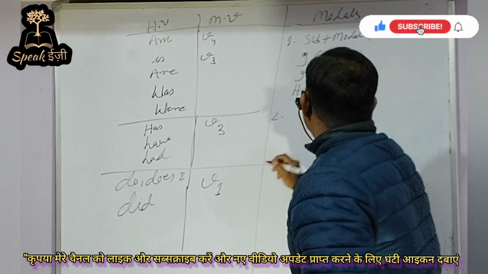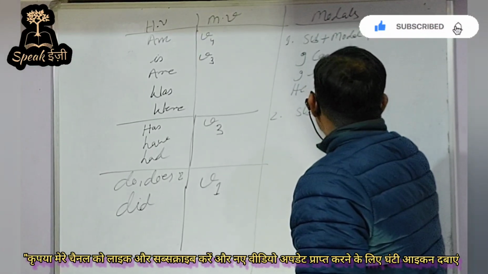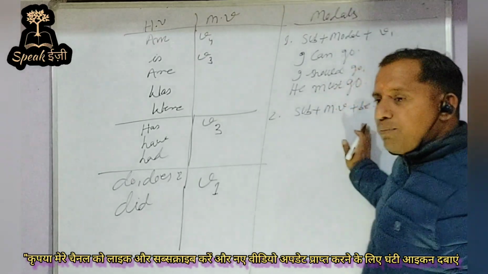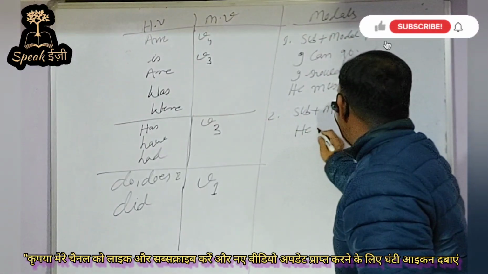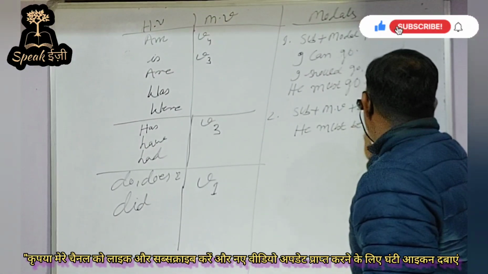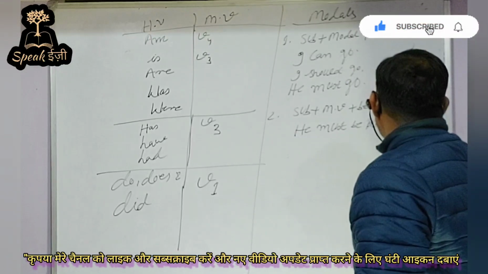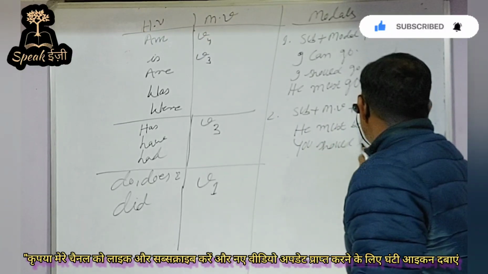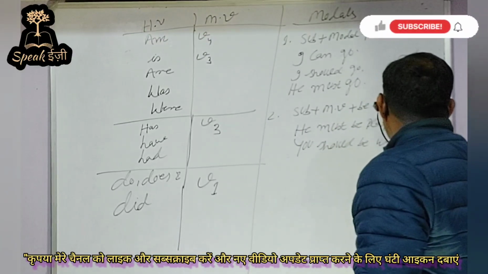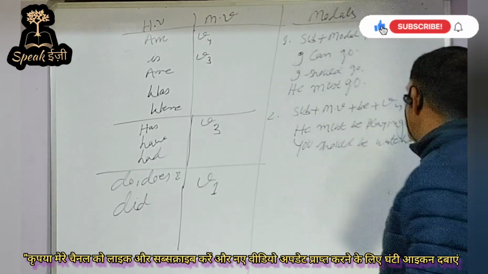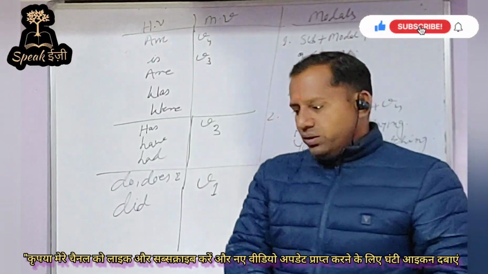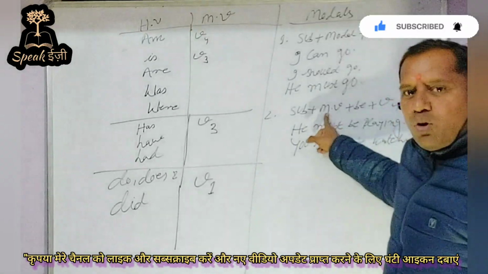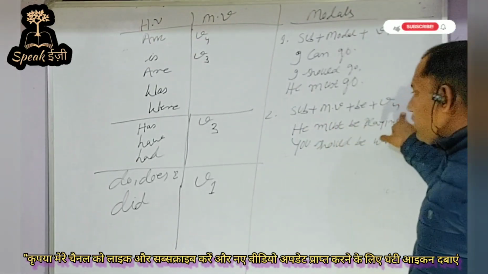The second possibility is subject plus modal verb plus be plus V4. This is another possibility. Example, he must be playing. You should be watching. Like that. So, the second possibility is there. Any subject may be used. After that, the modal verb, then be, and then V4.